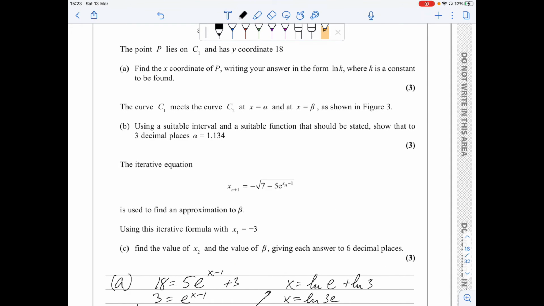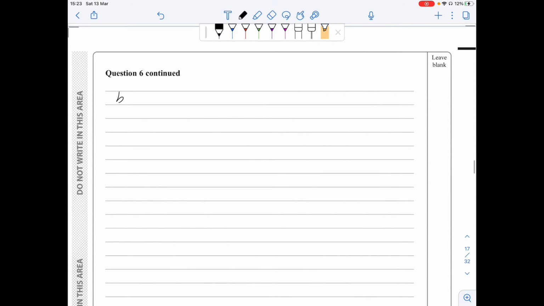In part B, I need to show that one of the solutions, one of the points of intersection, is 1.134. To do so, I will first equate the two graphs. So I have 5e to the x minus 1 plus 3 equals 10 minus x squared. I have to rearrange this to get 0 on one side. Many ways to do so. I will take everything to the left. So x squared plus 5e to the x minus 1 minus 7 is equal to 0.